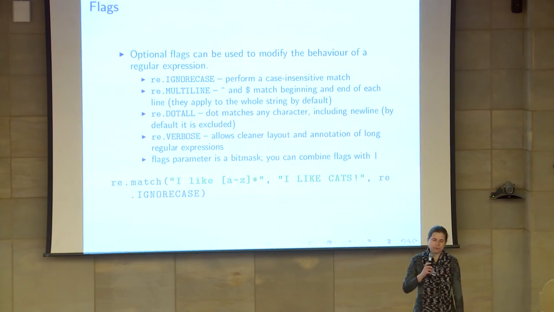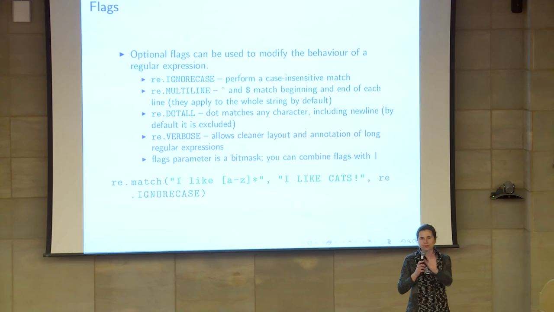And verbose is quite a cool thing, which lets you lay out long regular expressions cleanly. It lets you essentially expand the string onto multiple lines, and it ignores white space on the edges, essentially, and lets you put in comments and also ignores the comments. So it can make a really ugly, gigantic regular expression look slightly less ugly if you go to the effort of reformatting it.